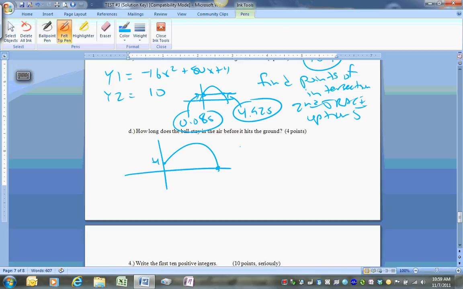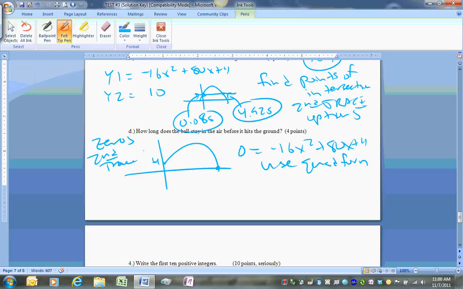What you need to do is set your equation equal to 0. And use quad form. You can also use the zeros feature. If you do zeros, that would be second trace option 2. But if I use quad form, really simple. We have 16, 80, and 4. We get negative 0.05, which is obviously not true, or 5.05 seconds.